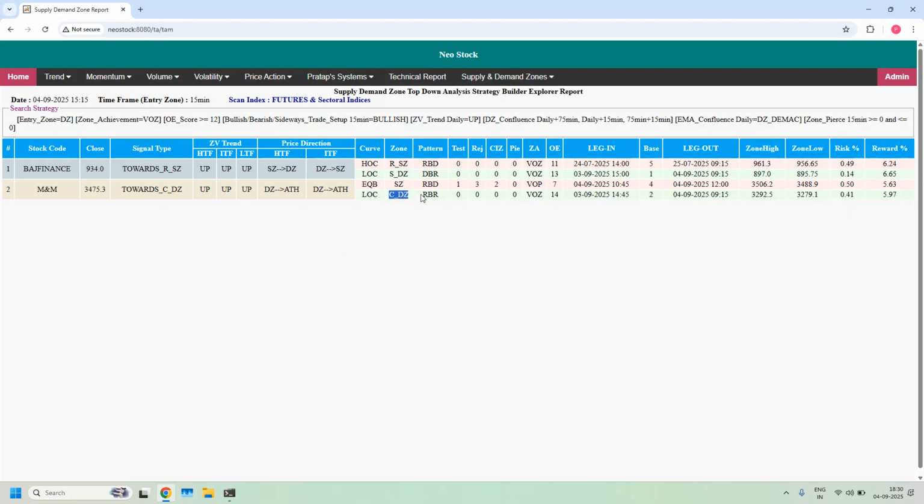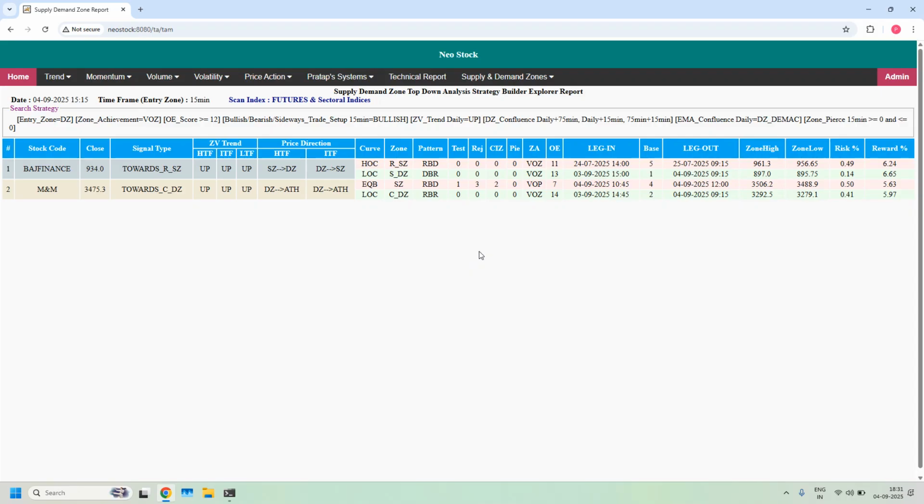So these 2 15 minutes demand zones are having more high probability to get success, provided less than 20 checklist items are satisfied, otherwise higher chances of zone violation.